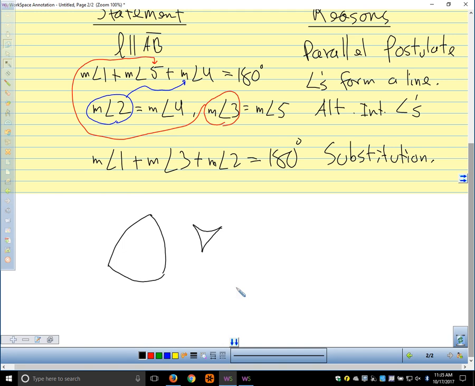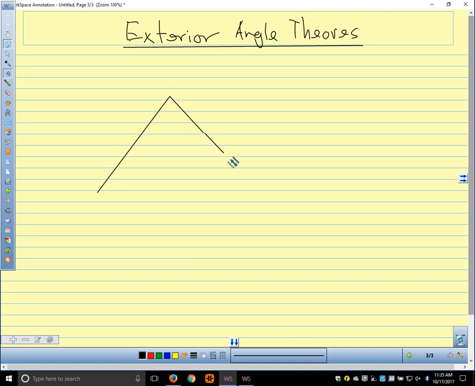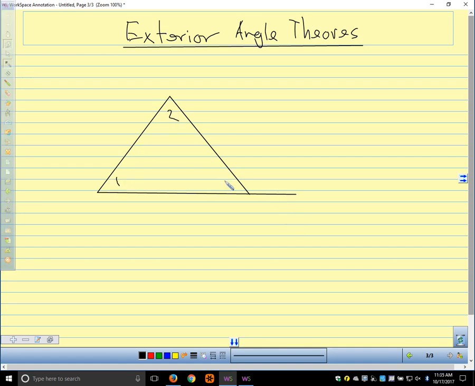All right, there's one other thing that we need to talk about today. The exterior angle theorem. The reason we're talking about this now is that now that we technically know that all the angles in a triangle add up to 180 degrees, we can figure out other stuff. So let me draw a picture here so we know what we're talking about. It's just a triangle, but I'm going to extend one side. And I'm going to label the angles like that.